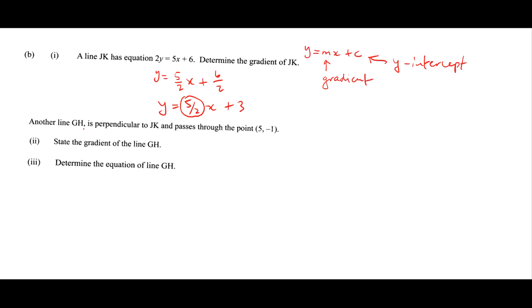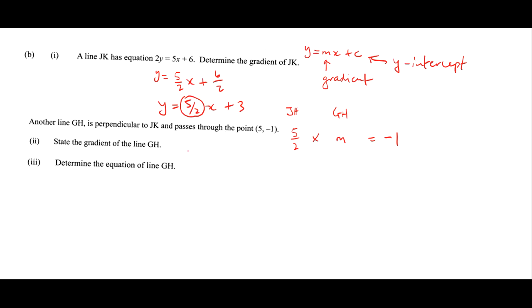Now you have another line GH, and it is perpendicular to JK and passes through the point (5, -1). Alright, so state the gradient of GH. Now since GH is perpendicular to JK, there's a rule that you need to know. When you multiply the gradients of two lines that are perpendicular, the product is equal to minus 1. So we know the gradient of JK is already 5 over 2. So 5 over 2 is for JK, and the other line is GH, and we don't know that gradient, right? But when we multiply the two gradients, we should get minus 1.